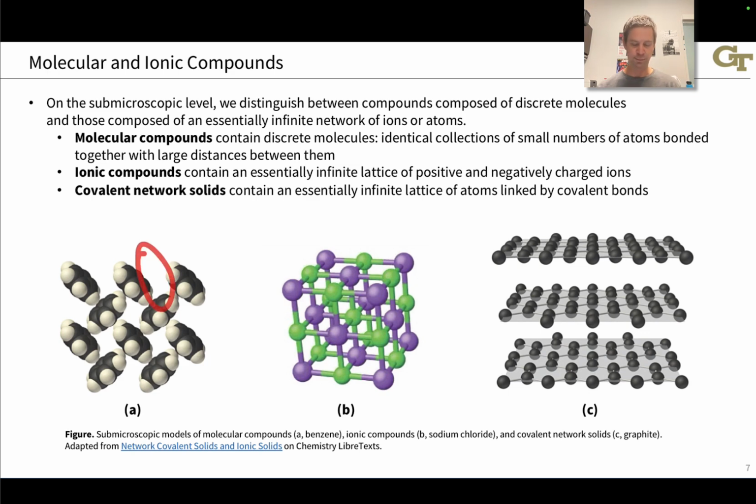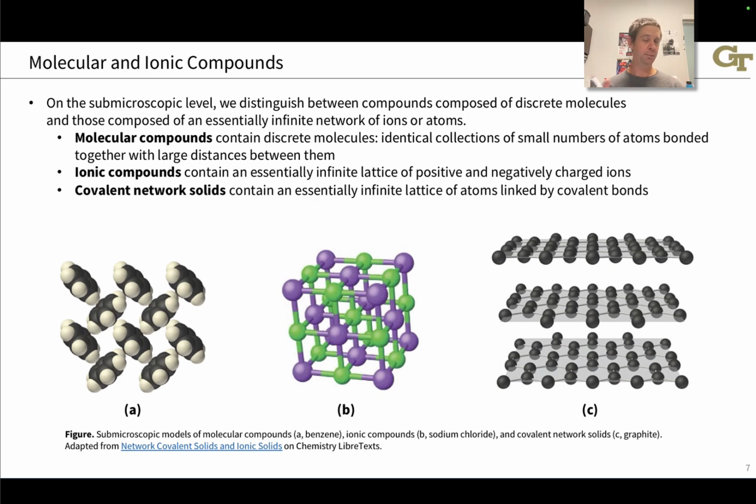There's a lot of empty space between adjacent benzene molecules, and we can see the carbon and hydrogen atoms in these molecules are not really connected to anything else aside from what's inside this one functional unit. Small numbers of atoms bonded together with relatively large distances between the discrete molecules.